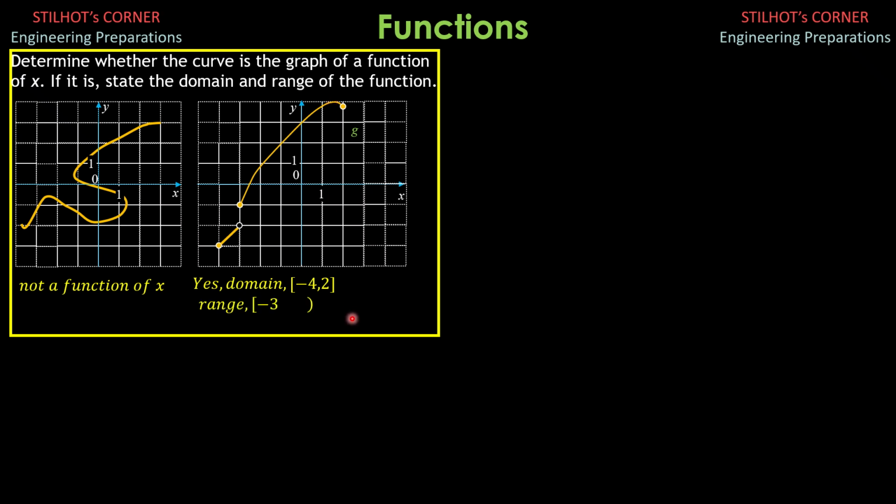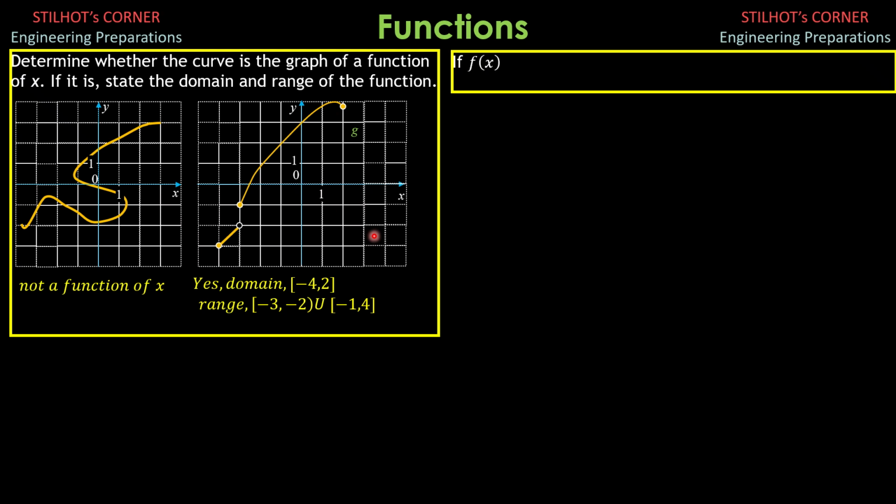So the range, closed bracket -3, comma -2, then this is a parenthesis because -2 is not included, union with closed bracket -1 to +4, because that's +4. I hope that you understood the explanation here for the domain and the range.